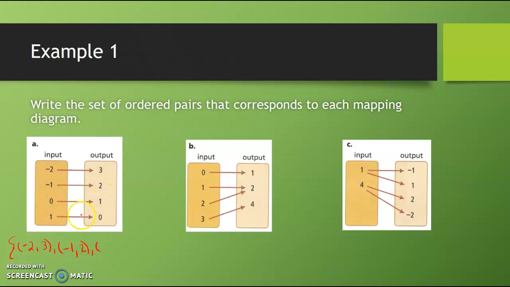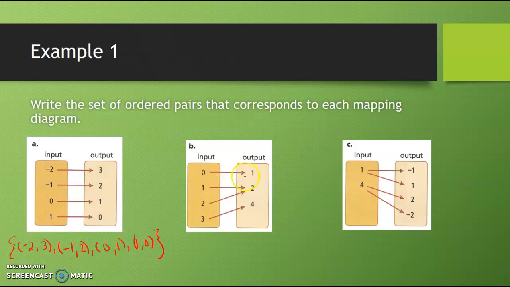And our next point, and notice I'm separating them with commas, our next point is 0, comma, 1. But it is important that for each point I put them in their own set of parentheses. And our last point in this relation is going to be 1, comma, 0. And then I'm going to close with another curly bracket. I have now written my set of ordered pairs that correspond with the mapping of A.